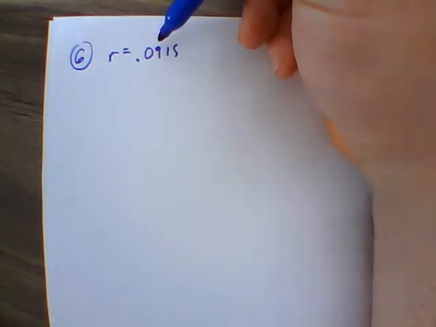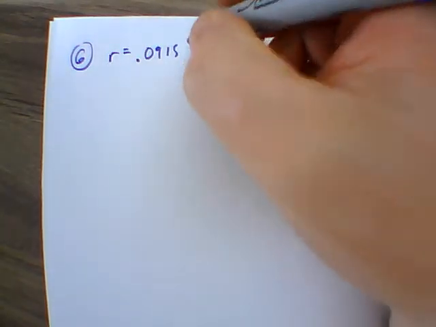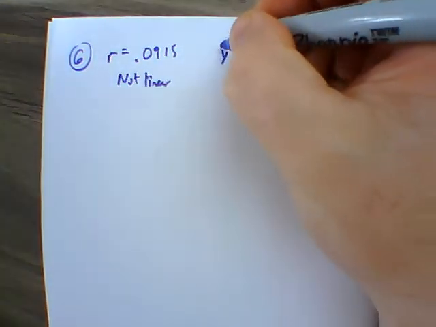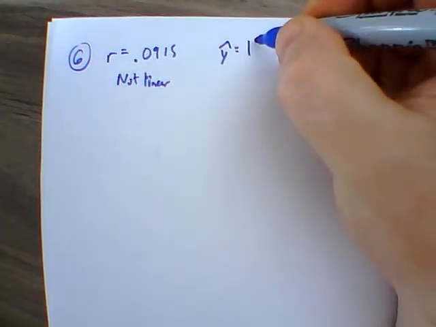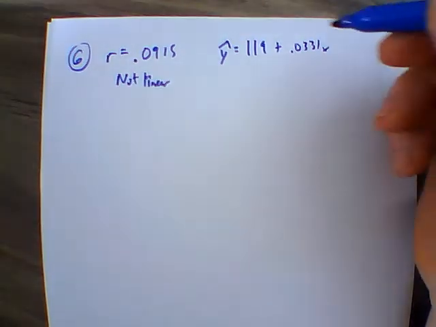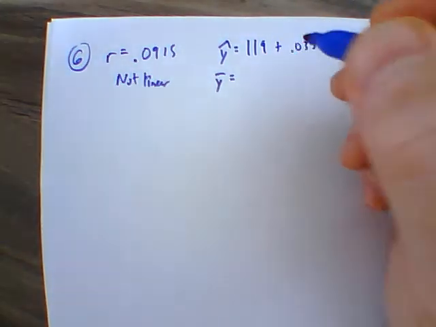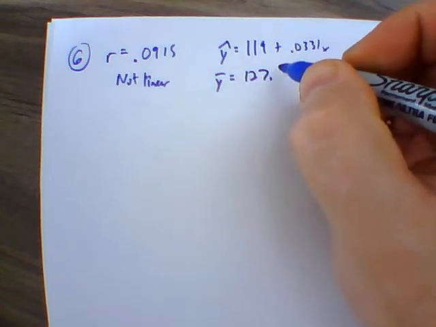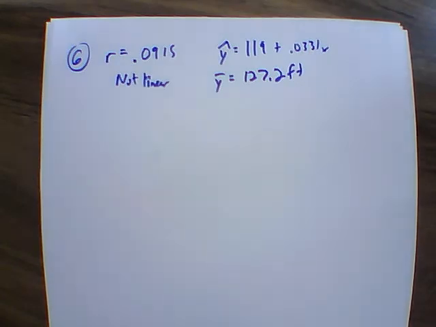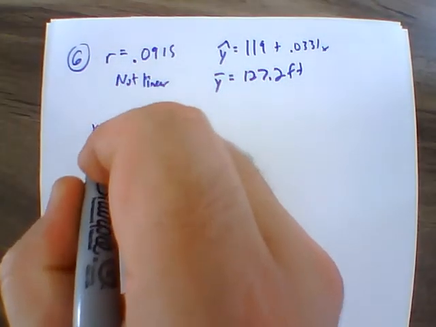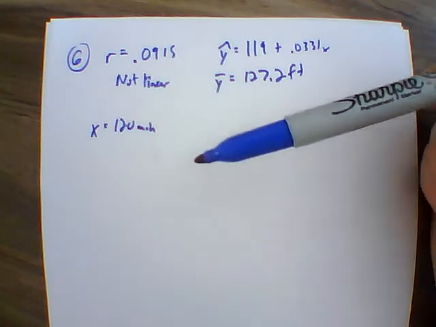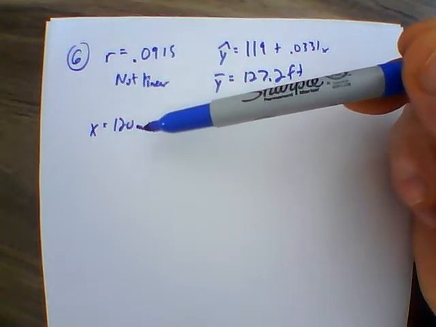Now once again, this R value was extremely low, so we said that it was not linear. Now our linear line in the regression model gives us 119 plus 0.0331x, and then they tell us a mean of y values is 127.2 feet. So they tell us to predict the height given that x equals 120 minutes. So we have a duration time of 120 minutes.